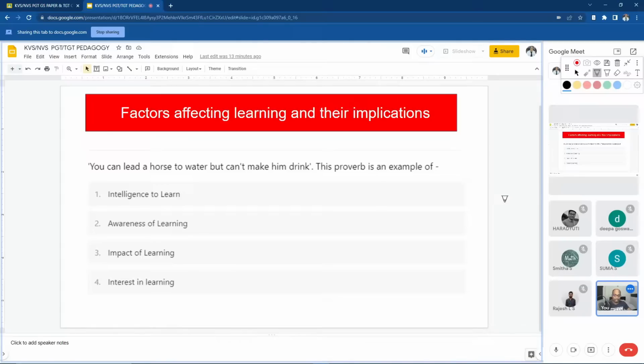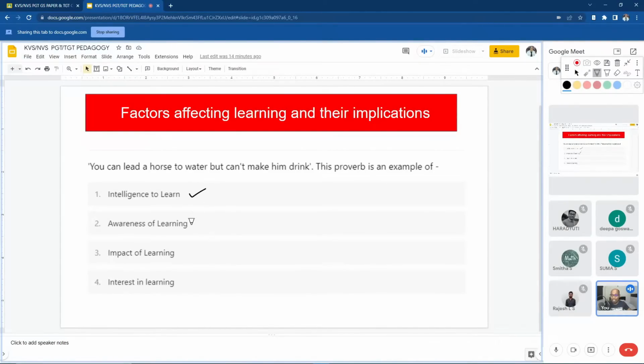Okay. Next. Third question to Deepa ma'am. Yes, sir. You can lead a horse to water, but can't make him drink. This proverb is an example of intelligence to learn, awareness of learning, impact of learning, or interest in learning. This is a very famous saying. You can take the horse to the tank, but you cannot force the horse to drink water. You can't force.